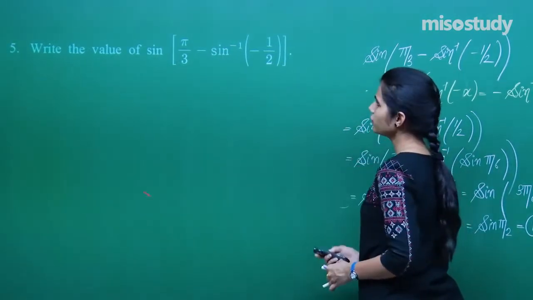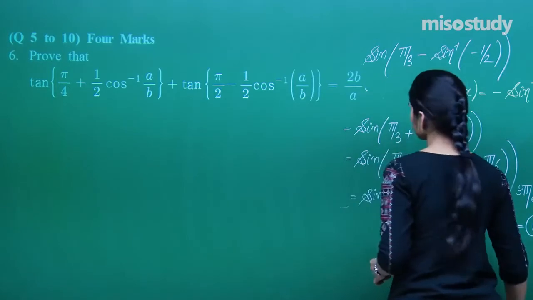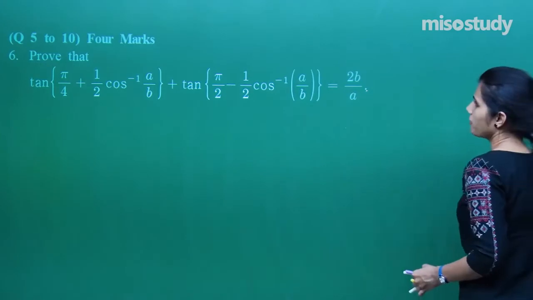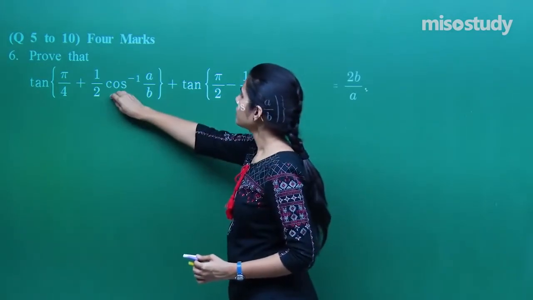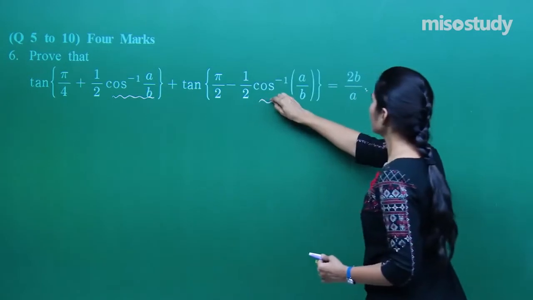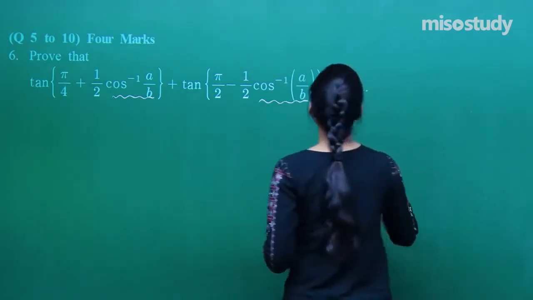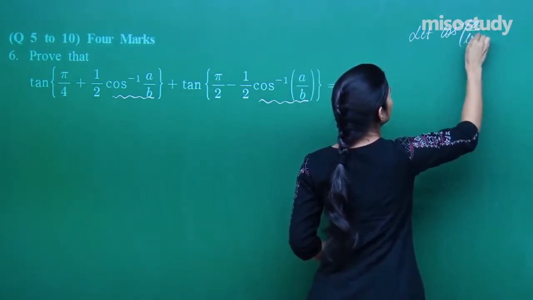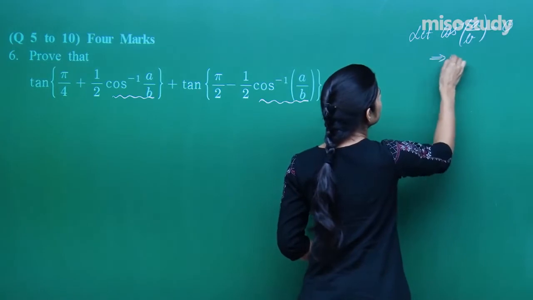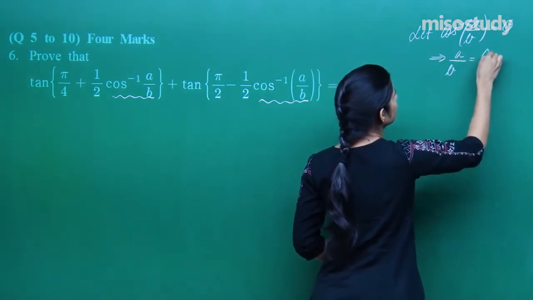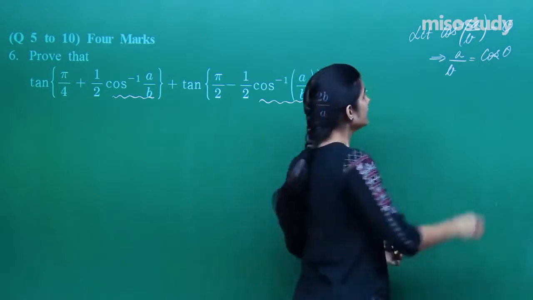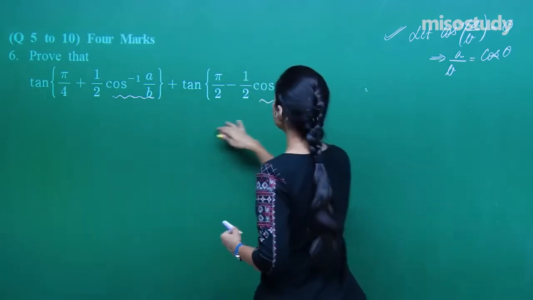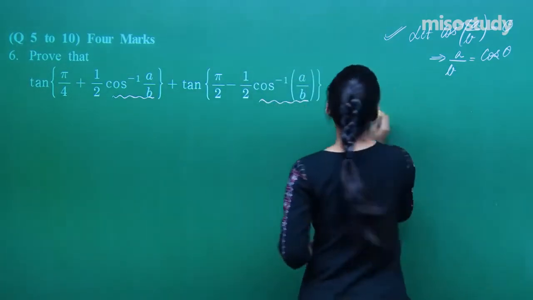Moving on to the next question, for 4 marks we have this particular expression we have to prove to be equal to 2b by a. Let's begin the computation. Over here you can see one thing, cos inverse a by b. I am going to take cos inverse a by b to be equal to theta, which obviously implies a by b equals cos theta. If I take this as my very first step, my complete LHS, which has to be proven to be equal to 2b by a, comes out to be what?